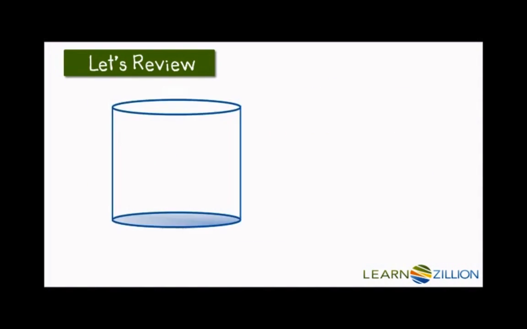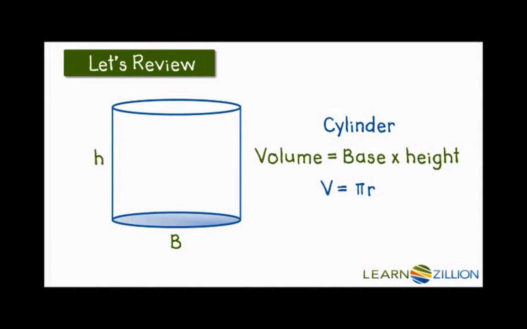Let's review. You already know how to find the volume of a cylinder. If the height is h and the base area is represented by capital B, the volume of a cylinder is base area times height, or V equals pi r squared h, because the base is a circle and the area of a circle is pi r squared.